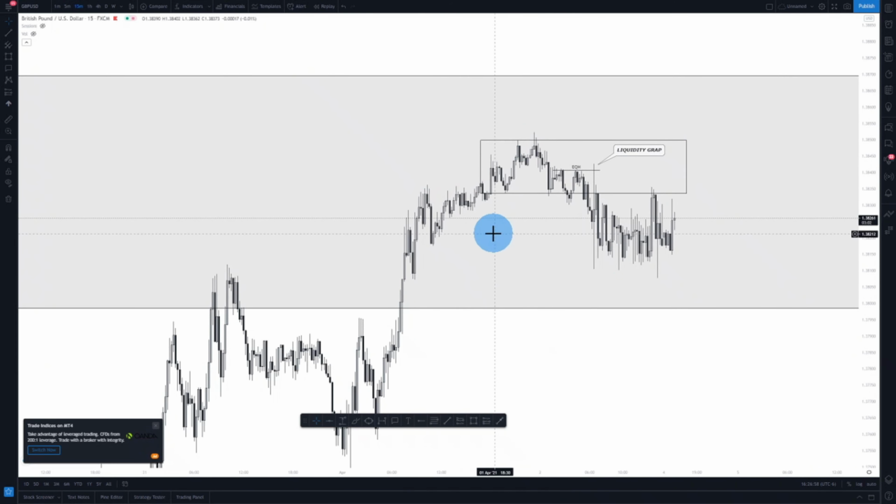Let's take a moment to look at this part. As you can see, we had a bullish momentum. This one was breaking structure. We have a higher high, higher low, higher high. Over here we have our higher high.